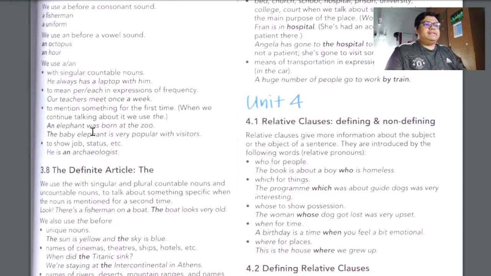Contohnya dekat sini awak tengok, an elephant was born at the zoo. You see? Kali pertama dia sebut an elephant. Tapi lepas tu dia nak bercakap tentang elephant tu lagi. Dia nak tambah further information about the elephant. Alright, so kita akan pakai artikel the, definite article. The baby elephant is very popular with visitors.